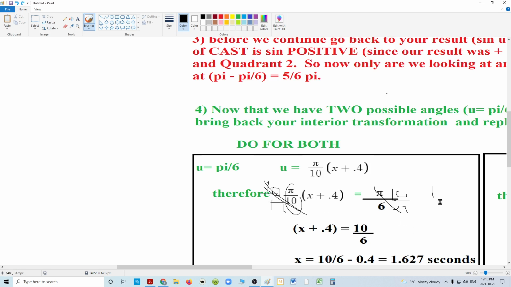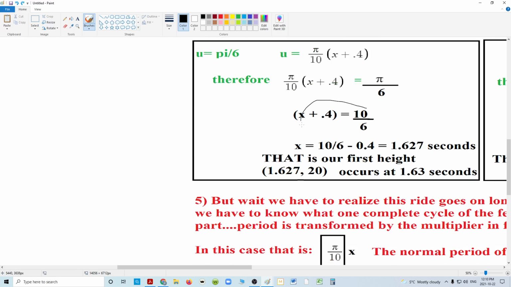Now, clearly, I have to add 0.4 to both sides. Get comfortable with your algebra, too. 0.4 to both sides, and I discover x must be 1.627 seconds. X is this, and I know it's in seconds, even though it's way too fast. And that is our first height, and it occurs at that. Now, I also know it happens 20 seconds later at 21.627, but we'll get to that in a second.